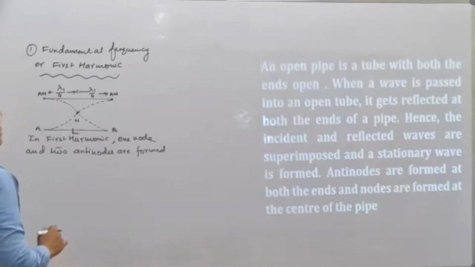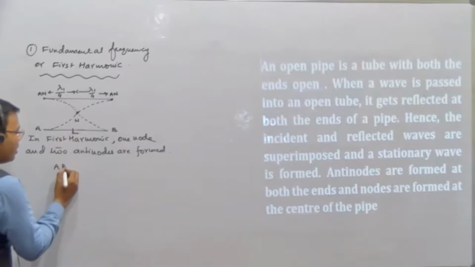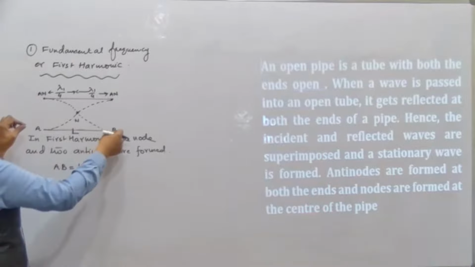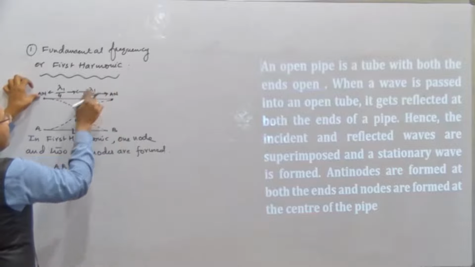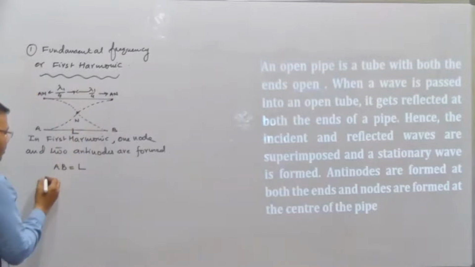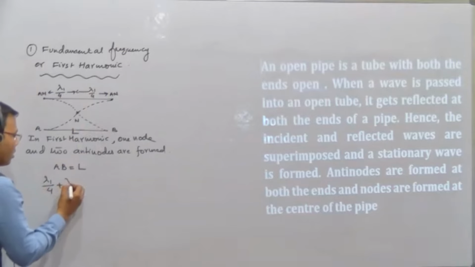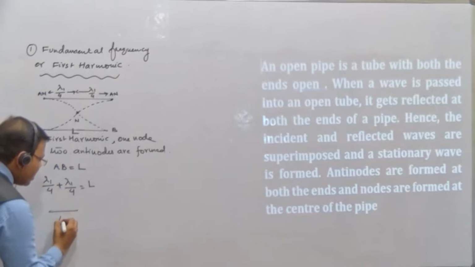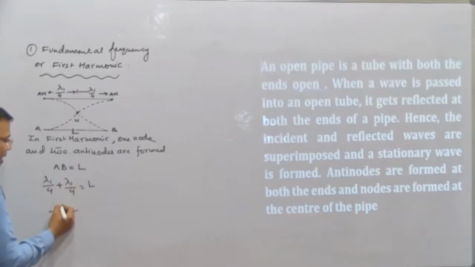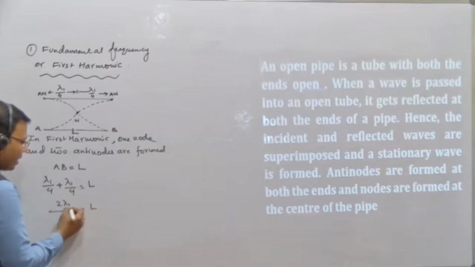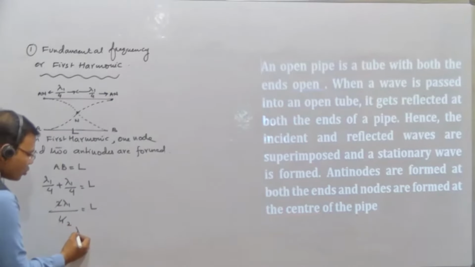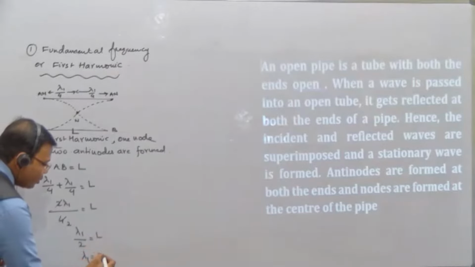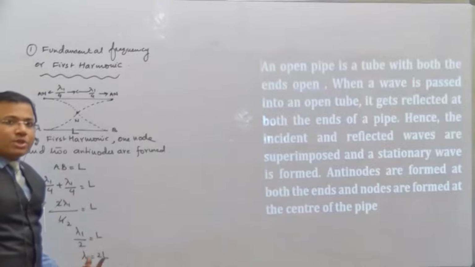The next one, the simple process: AB is equal to L. You can see the length AB, the length of the pipe, I have considered as L, but this AB in terms of wavelength I want to express, that is lambda 1 by 4 plus lambda 1 by 4 is equal to L. Now take the LCM, which is 4. Lambda 1 plus lambda 1, 2 lambda 1, is equal to L. This is 1 times and this is 2 times. So lambda 1 by 2 is equal to L. So I am getting lambda 1 as 2L.